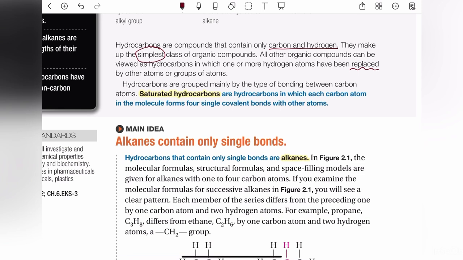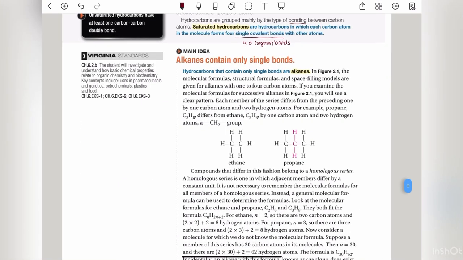Hydrocarbons are grouped mainly by the type of bonding between carbon atoms. Saturated hydrocarbons are hydrocarbons in which each carbon atom in the molecule forms 4 single covalent bonds with other atoms. Single covalent bonds, as we talked about in the previous video, means 4 sigma bonds. Yep, so our first main idea is that alkanes contain only single bonds.